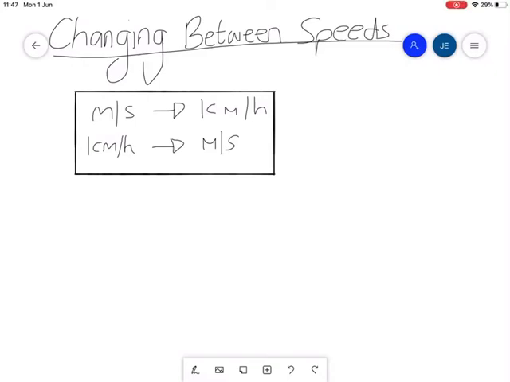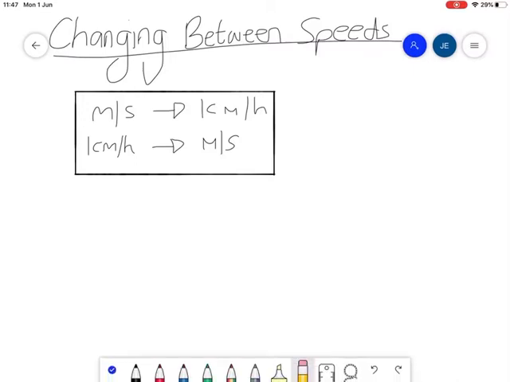So we're going to have a quick look at changing between units of speed. The two directions we're going to go in here are in our box. So we're going to go from meters per second into kilometers per hour, and we're going to go from kilometers per hour into meters per second. So firstly, thinking about what meters and kilometers, what seconds, what hours actually are when you relate them to each other.